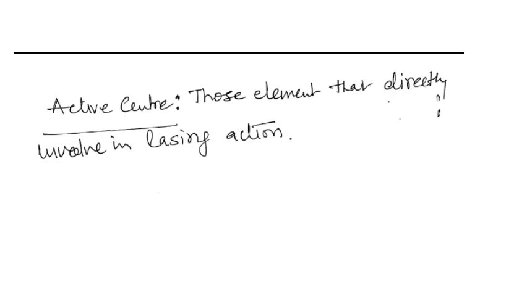For a material to give lasing action, some important points are: the first thing is we use the word active center. Those elements that are directly involved in lasing action are called active centers. So the material must have some active centers where lasing action can occur. For example, a ruby laser is basically a chromium doped Al2O3 alumina crystal. So in this ruby, chromium is the active center. They are always small in number but responsible for lasing action.